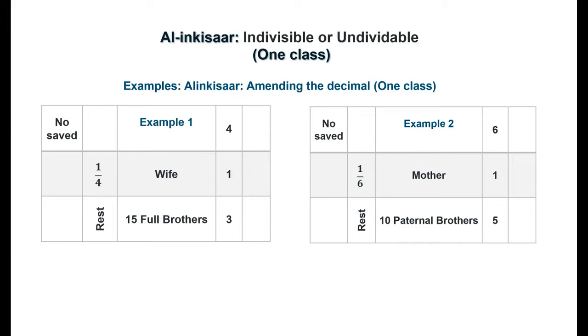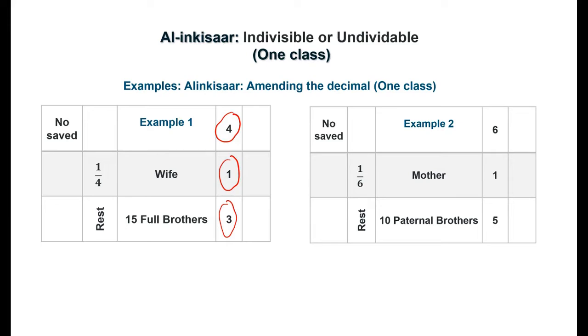Example of Al-inkisaar. Here we have 2 examples. Example number 1, we have a wife and 15 full brothers. In this occasion, the wife is getting a quarter and 15 full brothers are getting the remaining. The masala is built upon 4, then wife is getting 1 and the 15 brothers are getting 3 shares.